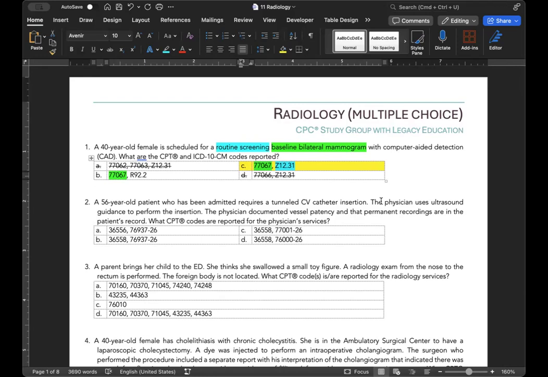Okay. Number two, a 56-year-old patient who's been admitted requires a tunneled CV catheter insertion. The physician uses ultrasound guidance in order to perform the insertion, and they have documented vessel patency and that permanent recordings are in the patient's record. So the cardiology code is the same in 3, right? So it's going to be faster to rule out or confirm 2 with that 76937. So let's go there.